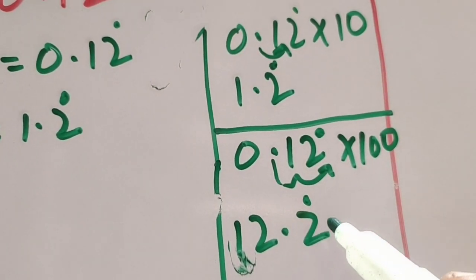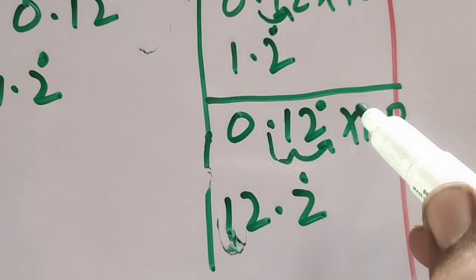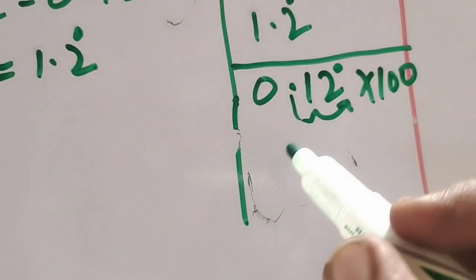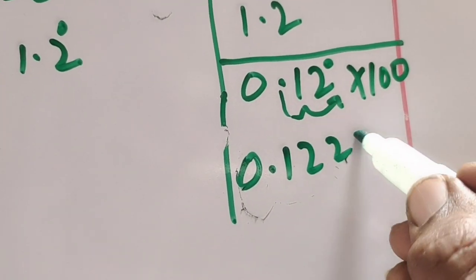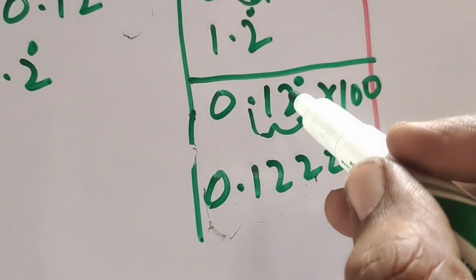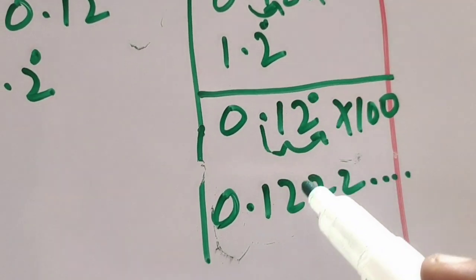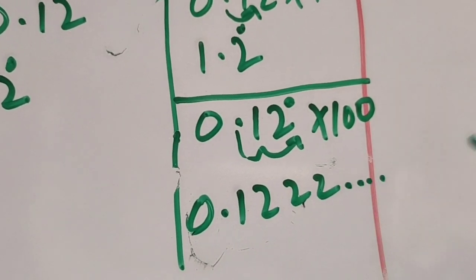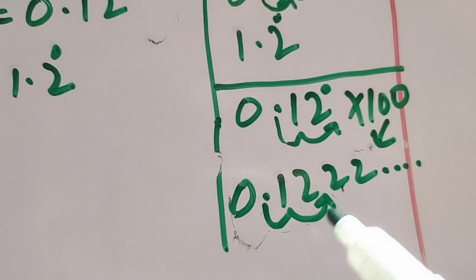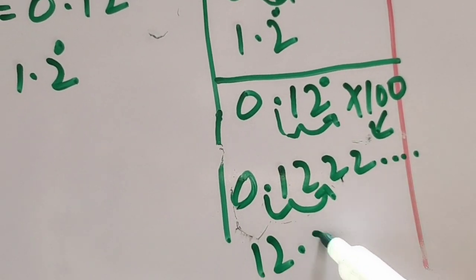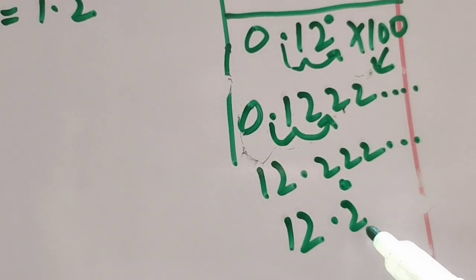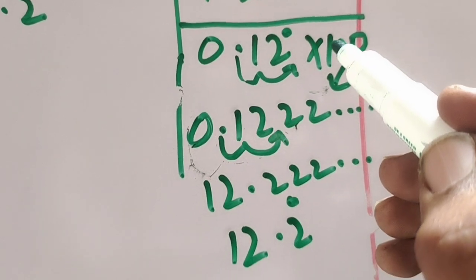So it becomes 12.2 dot. As 2 dot means 2 is repeating, I will do this step for you if you don't understand. It's like this: 0.12 dot means 0.1222 and so on. Now when you multiply by 100, the decimal will move to the right. It becomes 12.2222 and so on. So you write it like this, 12.2 dot. This is the answer when you multiply the equation by 100.